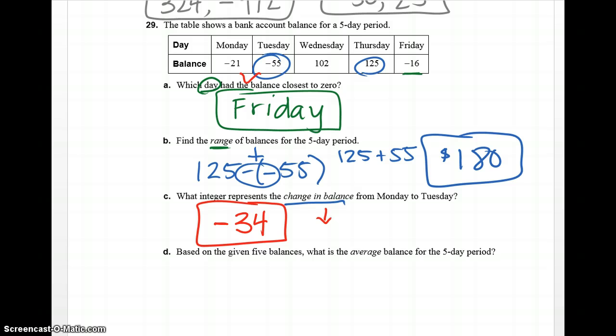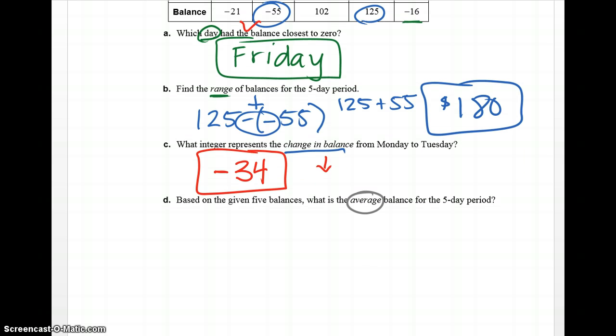In this case, positive numbers would stand for if I was getting paid and I was putting money into my account, not taking more money out. Now my last question says, based on the given 5 balances, what is the average? So here we're looking at the average balance, which is another word for mean. So I'm going to add up all 5 integers. I'm going to scroll it down just so we can still see it. I have 3 negatives, 2 positives, so I'm going to combine all my negatives first. Since they're all negative, I can just add up the numbers and then keep that sign.